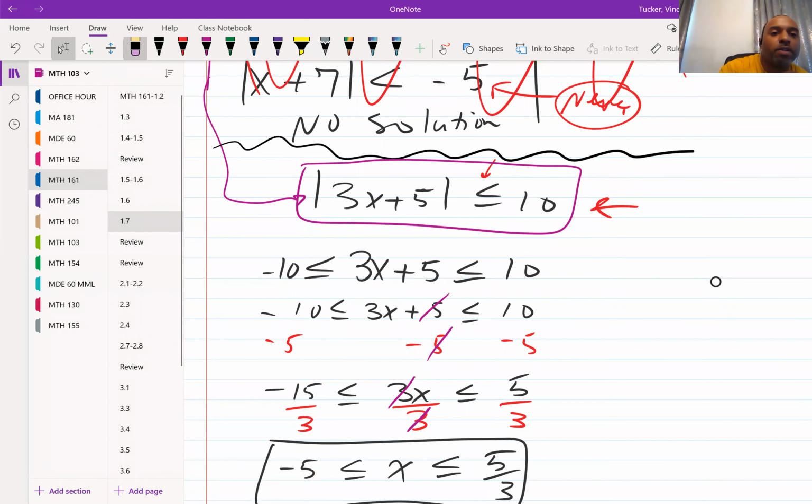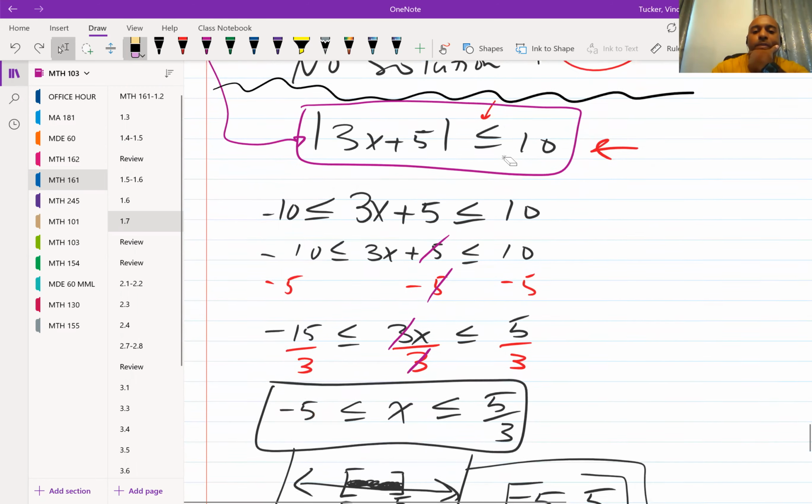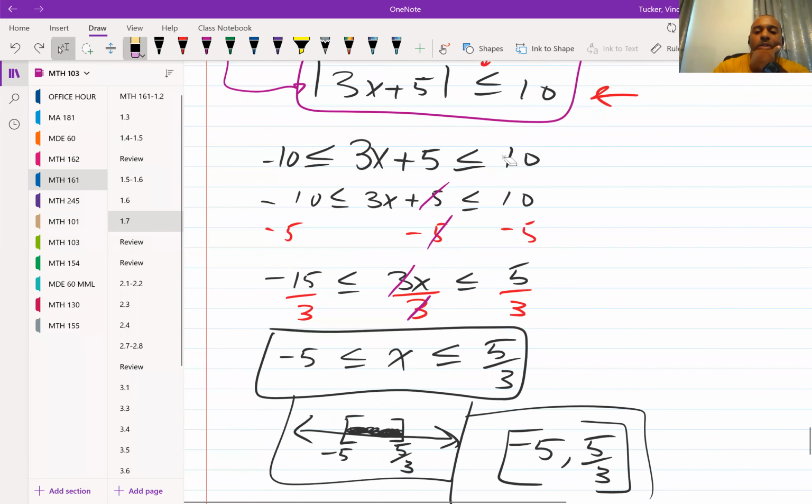Subtracting 5 from all three parts gives us -15, 3x, and 5. And then from there, divide by 3. And that's -5, x, and 5/3. And there were your three pieces. So x is greater than or equal to -5, less than or equal to 5/3. So you shade in the middle, use brackets over each, and then your interval notation reflects that same thing.